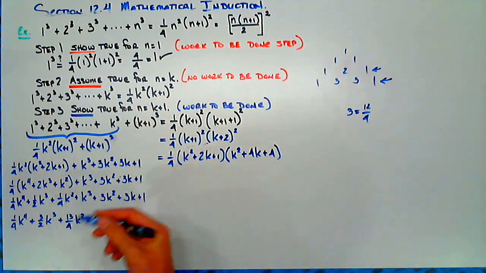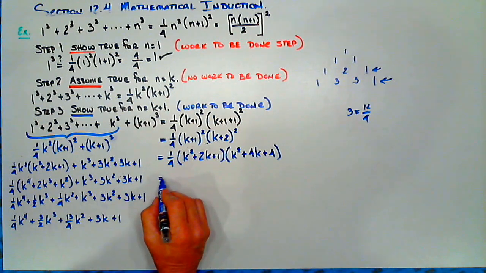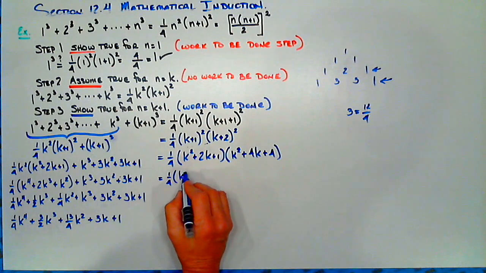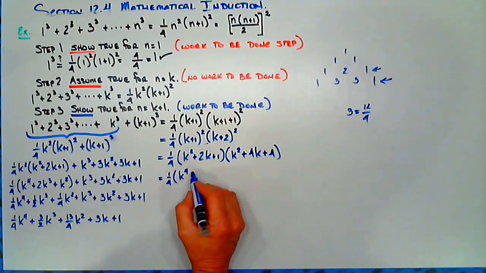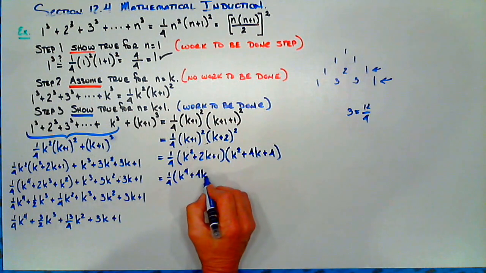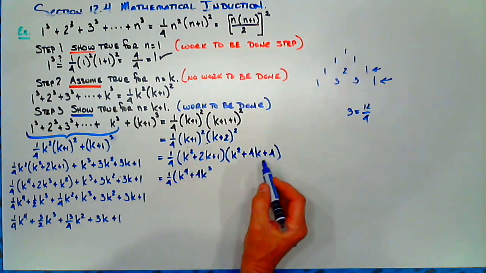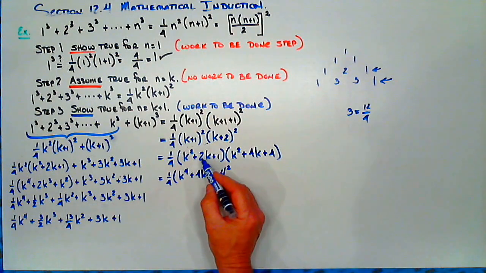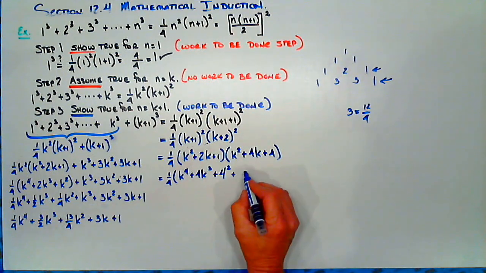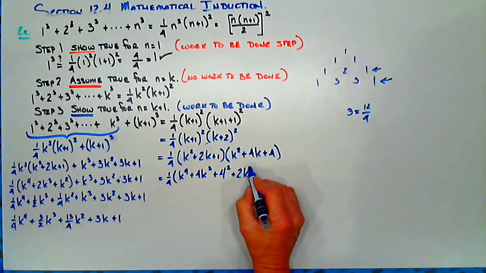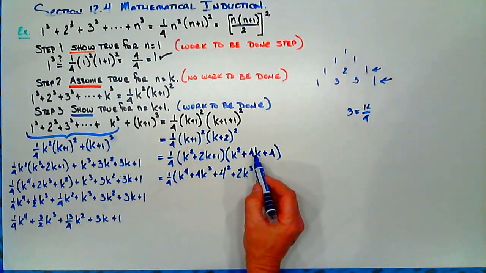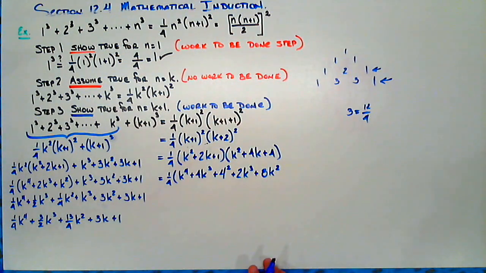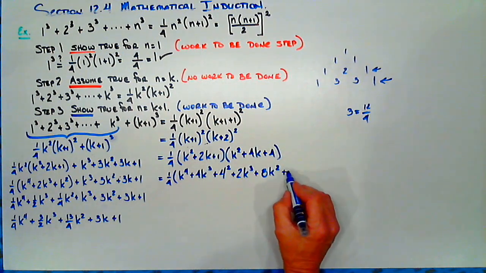Now what are we going to do? We're going to distribute. We're going to get 1/4. K squared times k squared is k to the 4th. K squared times 4k is 4k cubed. K squared times 4 is 4k squared. We're not done. We got to do the 2 now. 2k times k squared is 2k cubed. 2k times 4k is 8k squared, isn't it?